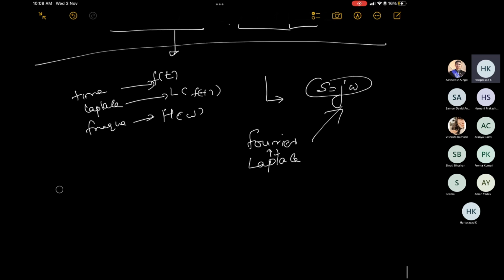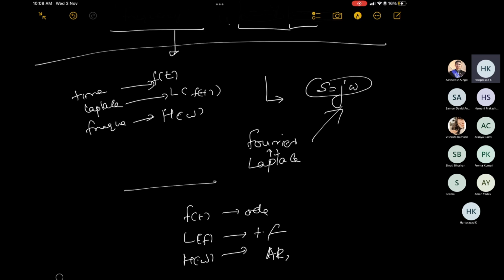Once you do that, consider the coordinates of representation, or specification. In the time domain, your specification is maybe an ODE. In the Laplace domain, your specification is the transfer function. In the frequency domain, your specification is amplitude ratio and phase lag, AR and phi. Amplitude ratio you know how to calculate: the square root of the sum of squares of the real and imaginary parts. The phase is the tan inverse of the imaginary part over the real part.